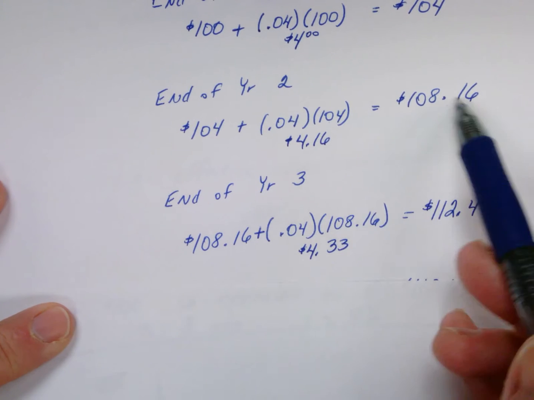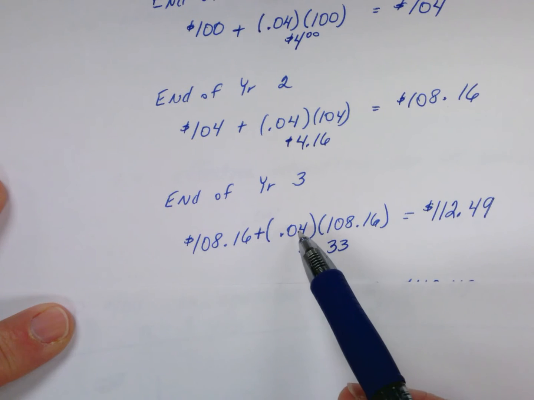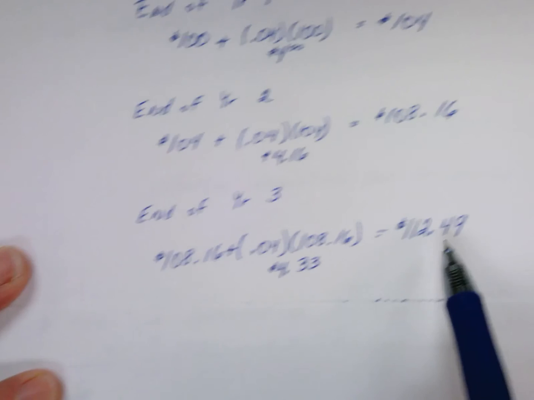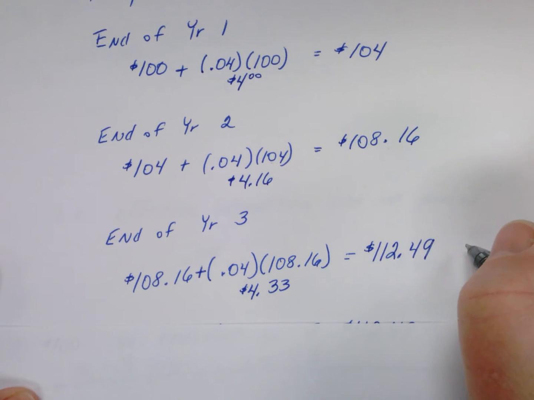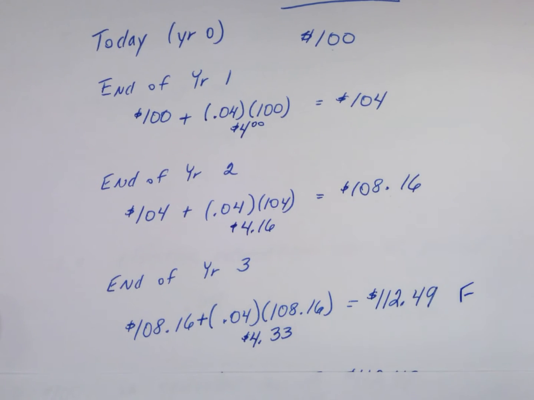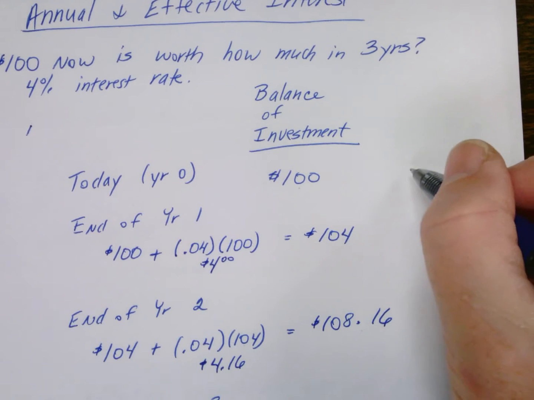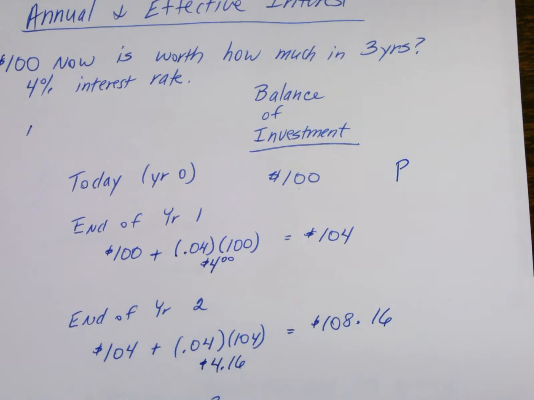End of the third year, same thing happens. Take that balance at the end of year 2, it earns interest at the rate of 4%, so we end up with a balance at the end of 3 years of $112.49. We can call that the future value of the investment, and we started out with $100 present value.